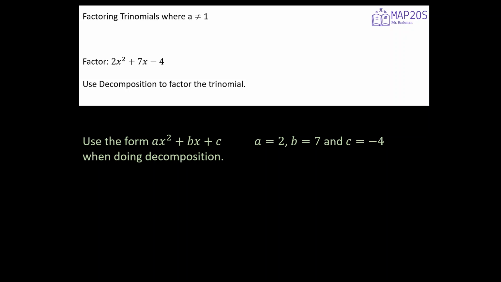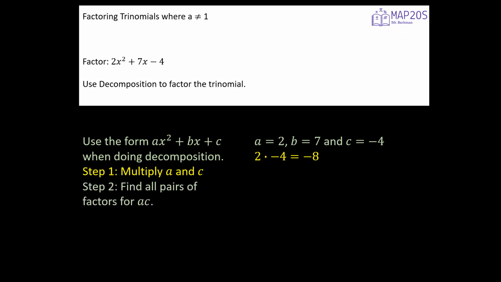Let's go through our steps in order to use decomposition. Step 1, same as we've used in the past, is to multiply the a and the c value together. Now, the difference is that the a value is not 1 anymore. It's something different. And I'm using an example where c is negative. 2 times negative 4 is negative 8. So we are now going to use negative 8 as our reference, or as our ac value.